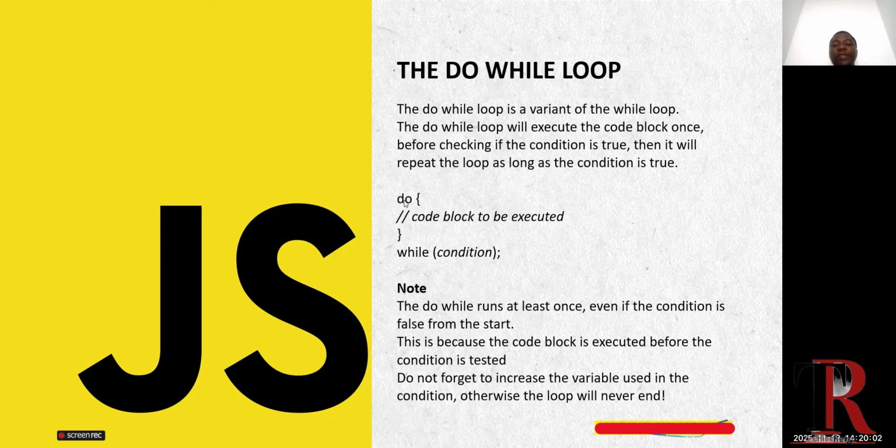So this is the format for setting it. Use the do keyword, you put your code block to be executed, and then you put the condition last. That is how the do while loop works in JavaScript.